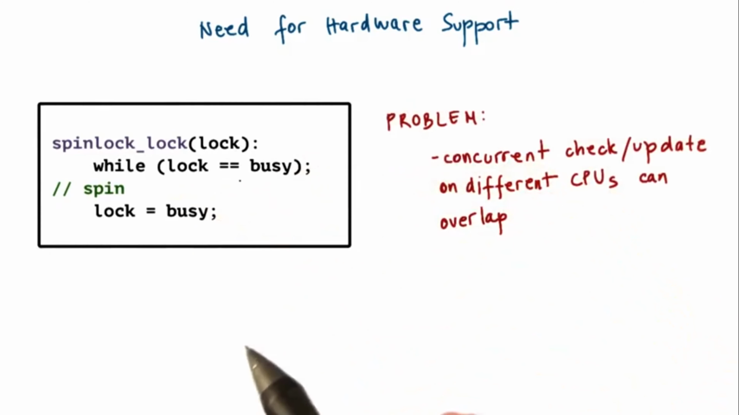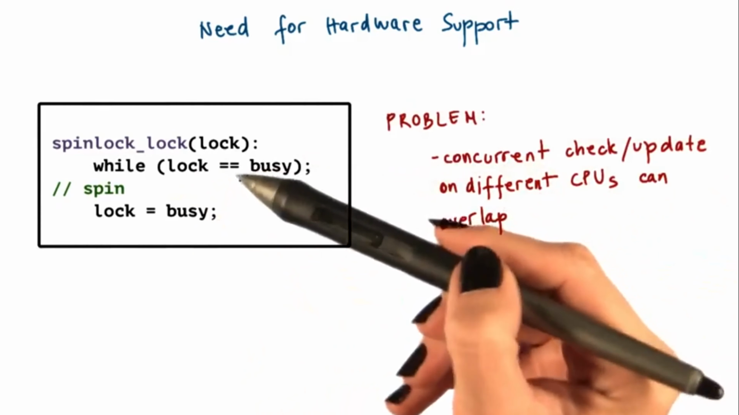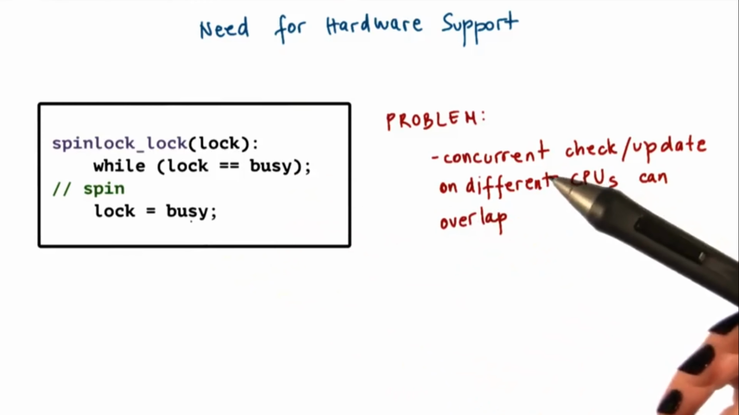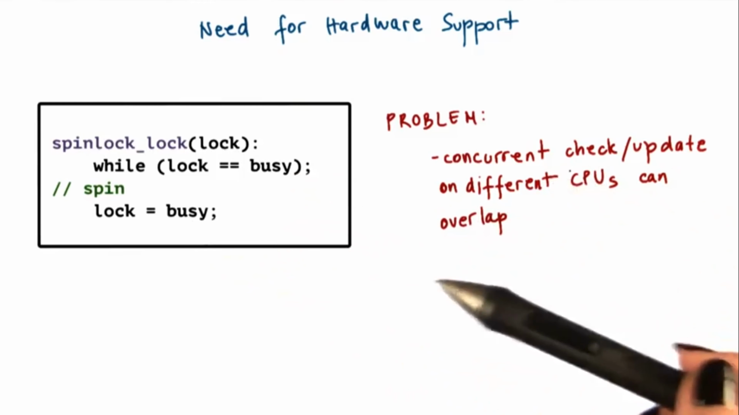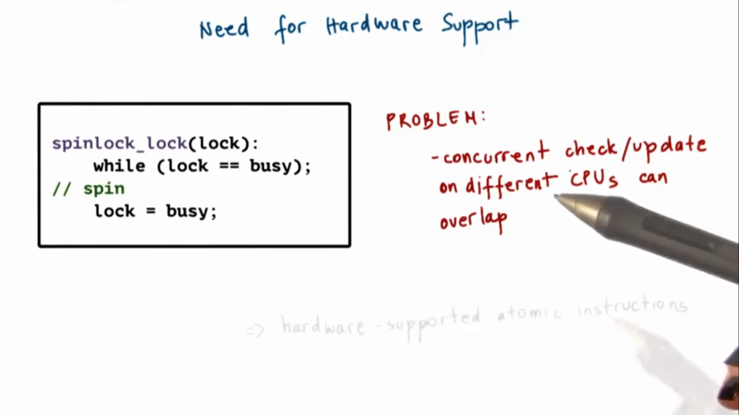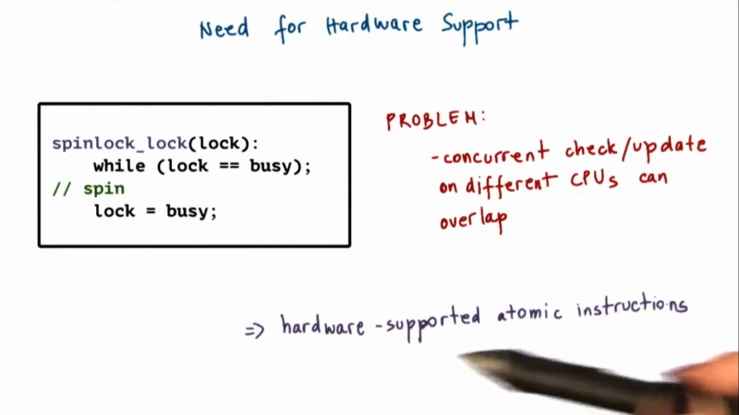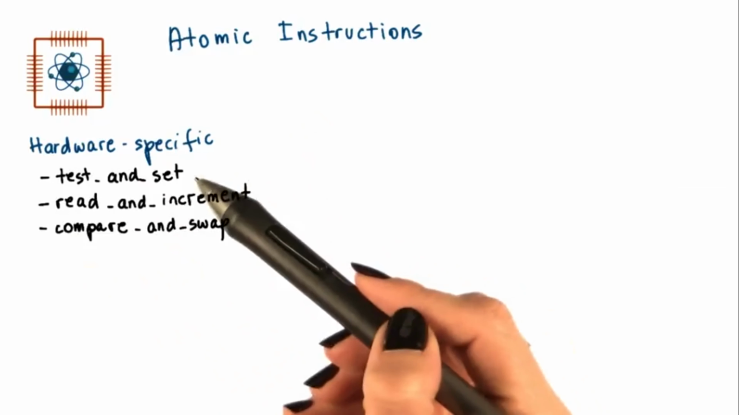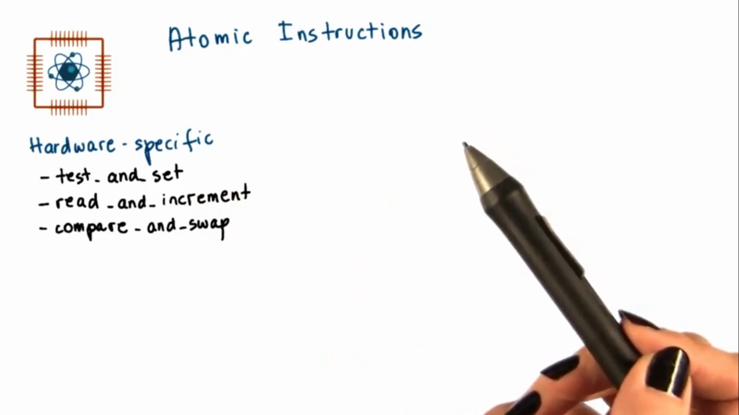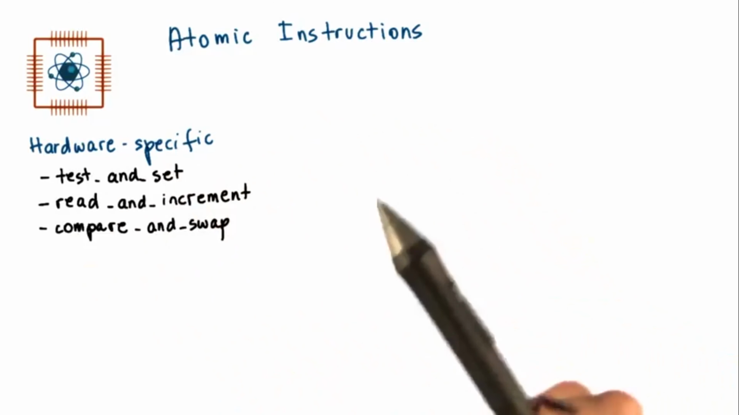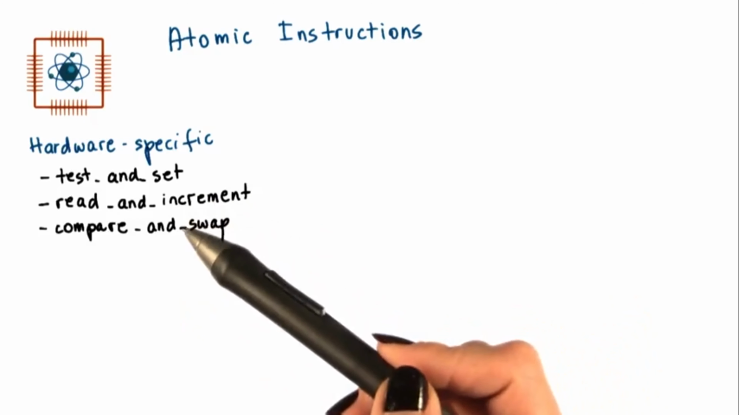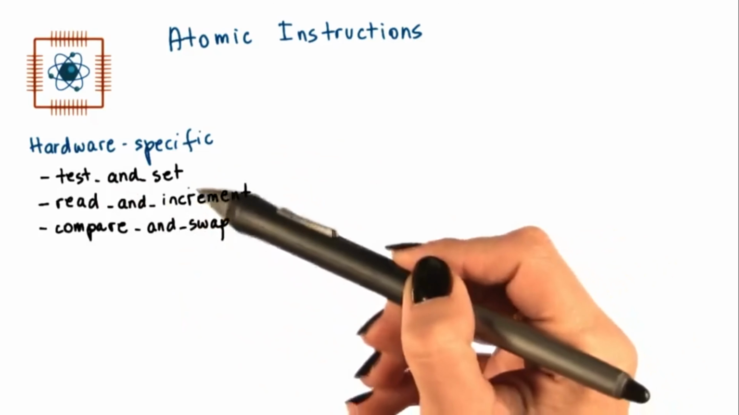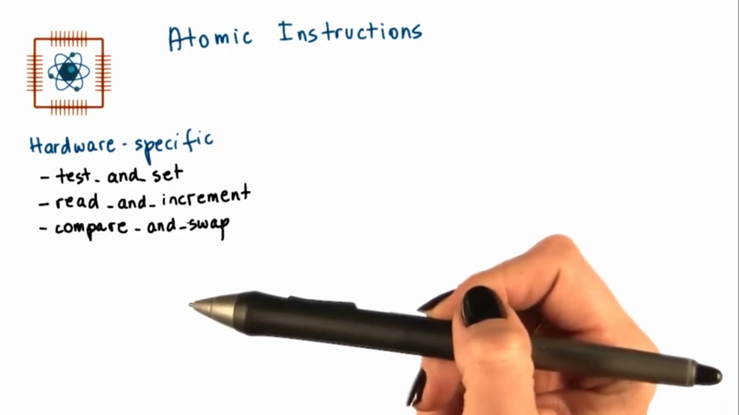The problem with this implementation is that it takes multiple cycles to perform the check and the setting, and during these multiple cycles, threads can be interleaved in arbitrary ways. If they're running on multiple processors, their execution can completely overlap in time. To make this work, we have to rely on support from hardware-supported atomic instructions. Each type of hardware or hardware architecture will support a number of atomic instructions. Some examples include test and set, or read and increment, or compare and swap. Different instructions may be supported on different hardware platforms. Not every architecture has to support every single one of the available atomic instructions out there.